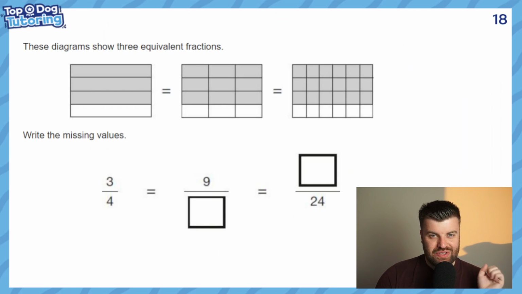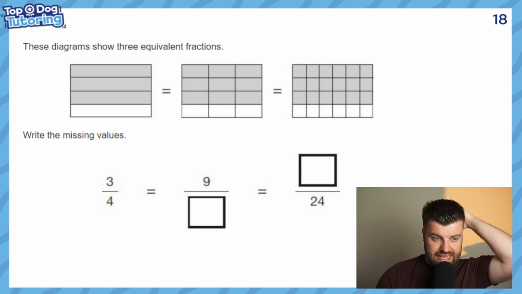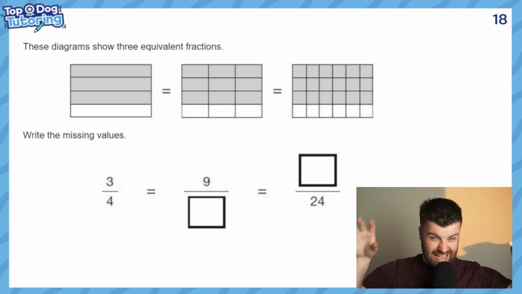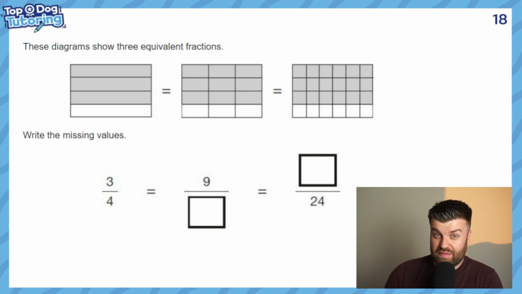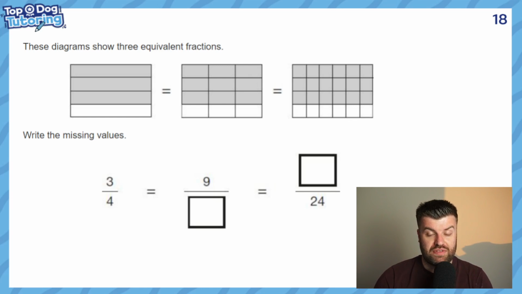Anyway, moving on now to some reasoning problems. These diagrams show 3 equivalent fractions, so you can see immediately this is going to be equivalent fractions, because fractions, decimals, and percentages actually covers a huge range of different questions that can come up. So let's take a look.